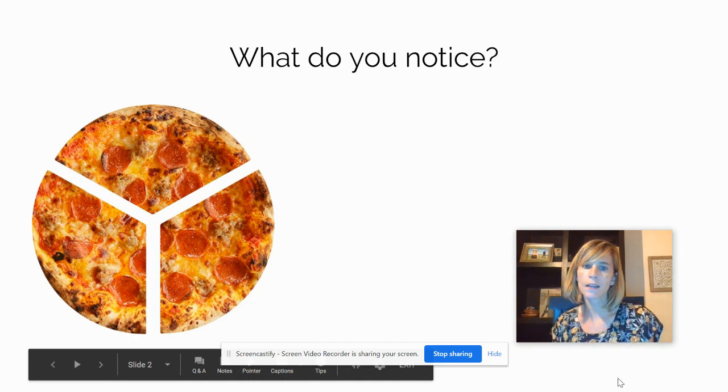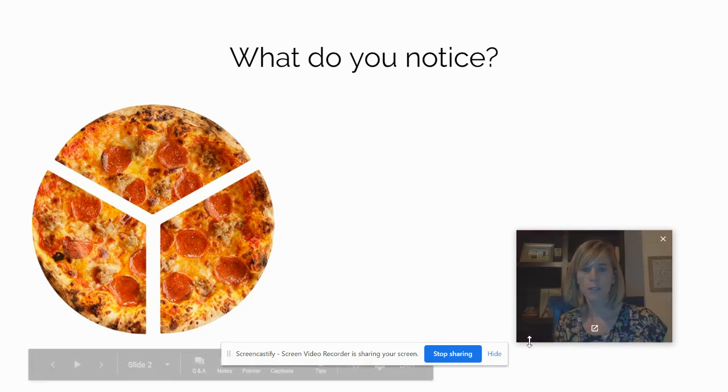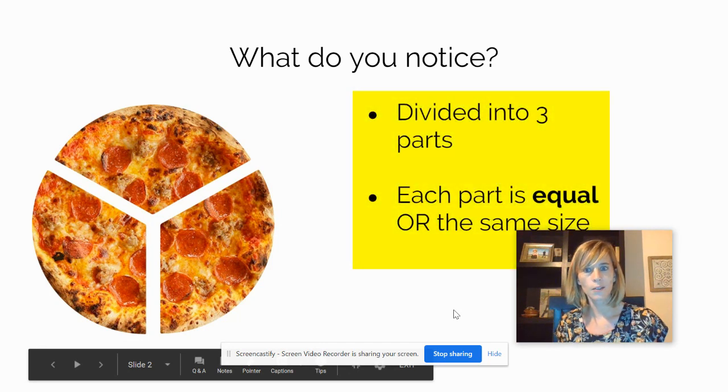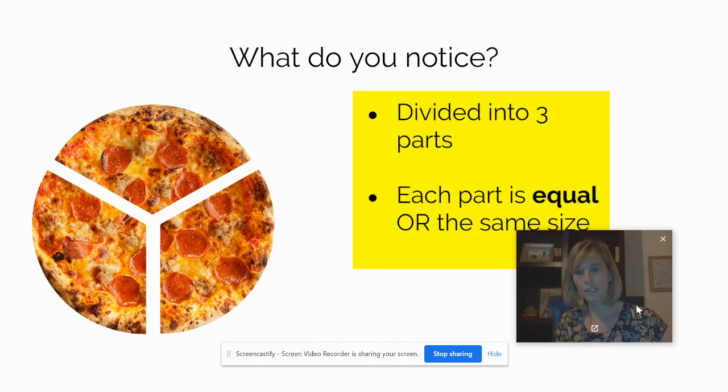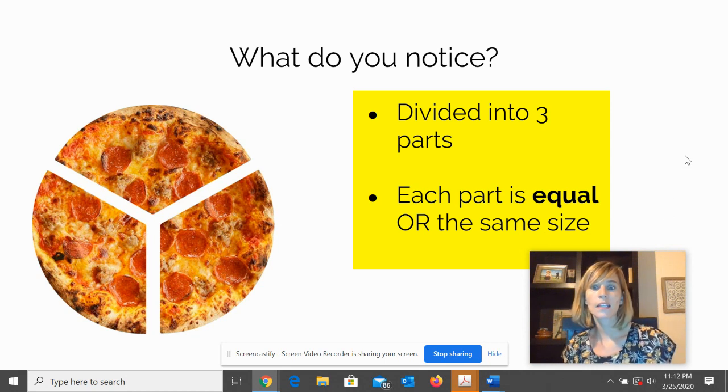I have a pizza here, and I just want you to take a moment, pause the video if you have to, but what do you notice about my pizza? To keep this moving along, I'm going to show you a few ideas, and maybe you noticed what I noticed. Did you notice that it was divided into 3 parts and that each part is equal or the same size?